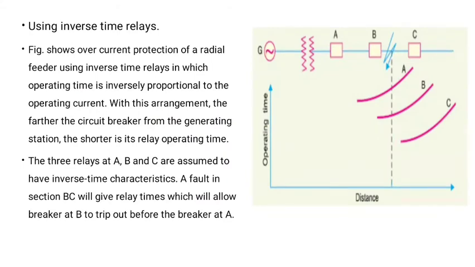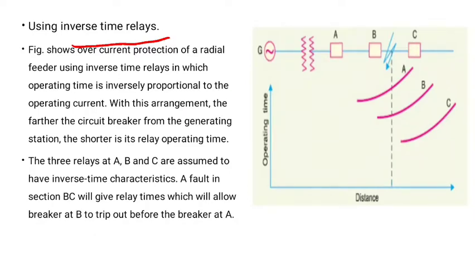So let's see how the radial feeder will work using an inverse time relay. The figure shows the overcurrent protection of a radial feeder using inverse time relay, in which the operating time is inversely proportional to the operating current. With this arrangement, the farther the circuit breaker from the generating station, the shorter is its relay operating time.